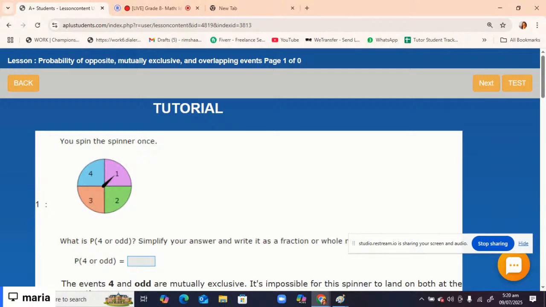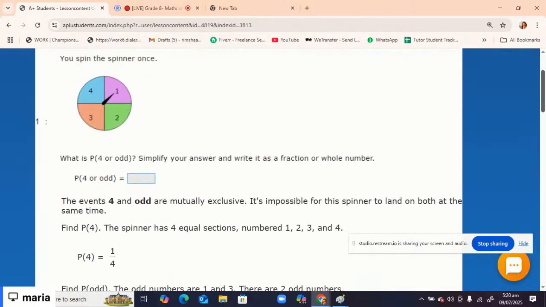You spin the spinner once. This is the spinner, and here it's written on it 1, 2, 3, and 4. So, what is the probability of 4 or odd? Probability of 4, and how many odd are there? There are two numbers which are odd, that is 1 or 3. Simplify your answer and write it as a fraction or as a whole number.